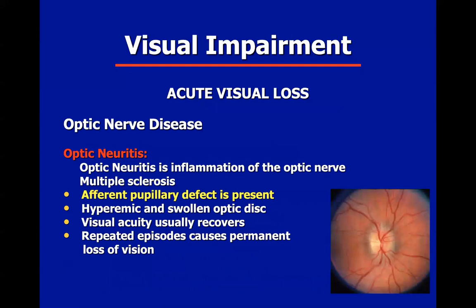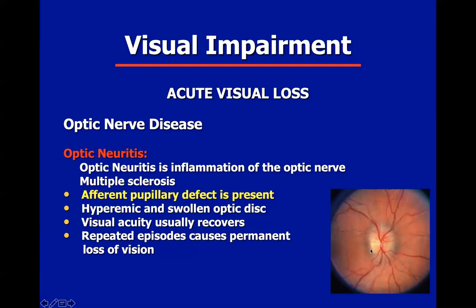Another important acute visual loss is optic nerve diseases. We refer to it as optic neuritis. I'm going to be covering a lot of these diseases in the systemic course. When we say optic neuritis, it's simply from the optic nerve, but we say neuritis. It's an inflammation of the optic nerve. Anything that ends with itis is inflammation. And you can see that in multiple sclerosis. We're going to be talking about that in the systemic course. An afferent pupillary defect is definitely present in this optic neuritis. You get a hyperemic and swollen disc.